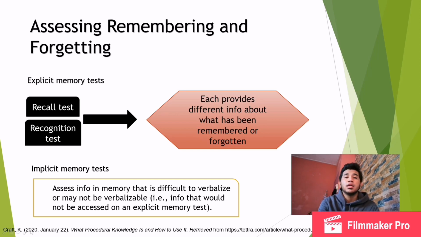So the second test of remembering and forgetting is the implicit memory test. Implicit memory tests generally attempt to show that performance on a task is enhanced by a prior episode, even though participants are not necessarily consciously aware of the effect of the prior episode on the performance. Examples of such tests include perceptual identification and fragment completion. So, we go to the next slide.